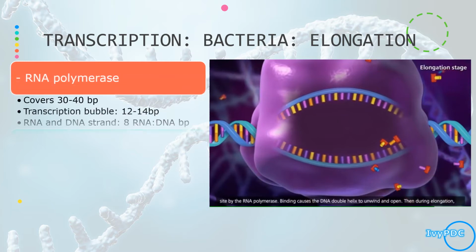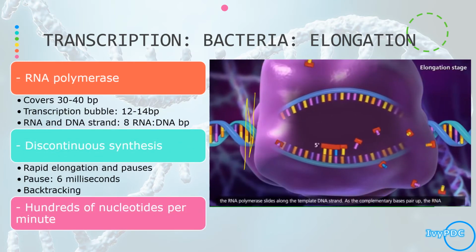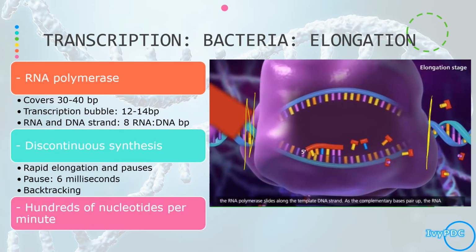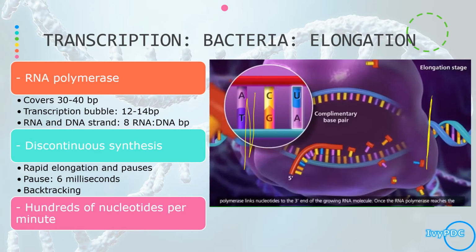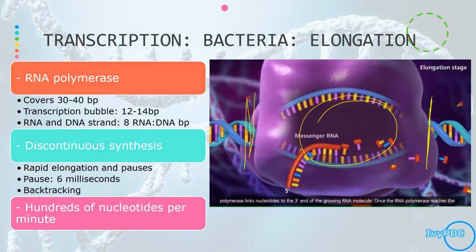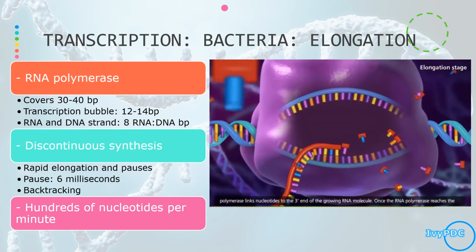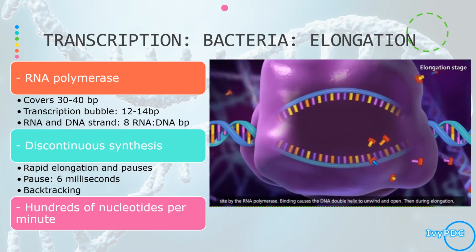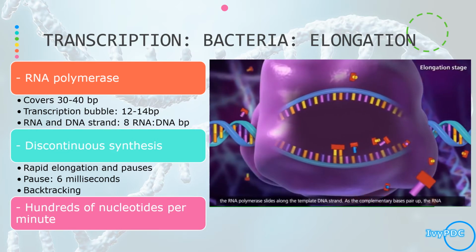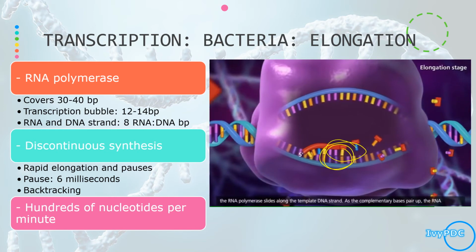The bacterial RNA polymerase can cover from 30 to 40 base pairs. And inside the RNA polymerase is the transcription bubble, which can hold around 12 to 14 base pairs. In this transcription bubble, around 8 RNA and DNA base pairs, where the RNA and the DNA strand are together, can be held.